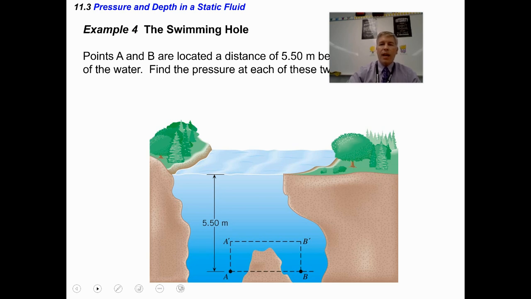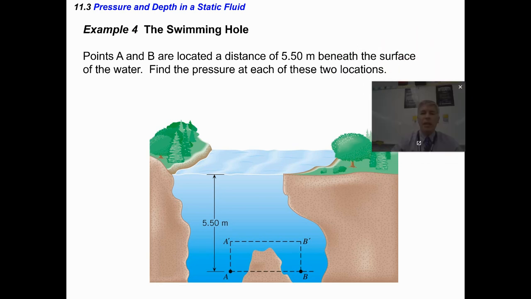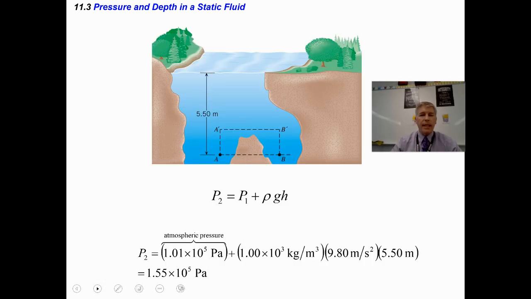So how would I find the pressure at a particular point if I was at a certain depth in there? First off, with this little question, I think it's kind of neat to realize that both A and B would be the exact same pressure because they're at the same depth. It doesn't matter horizontally where they are.